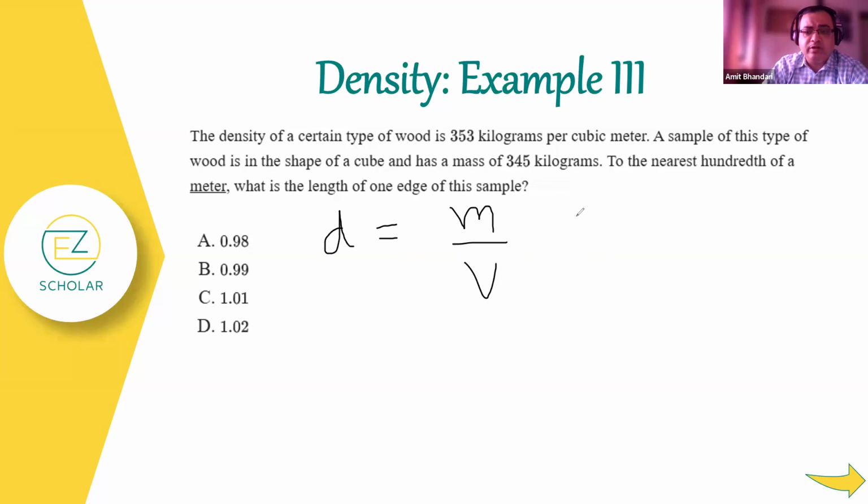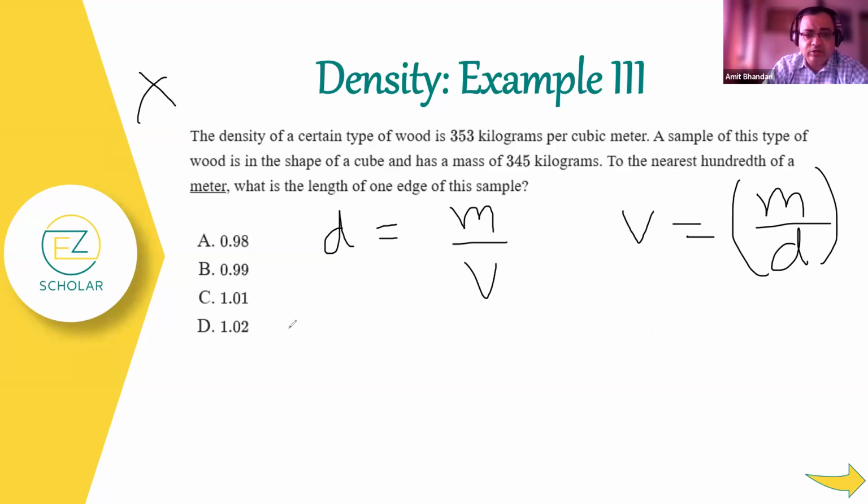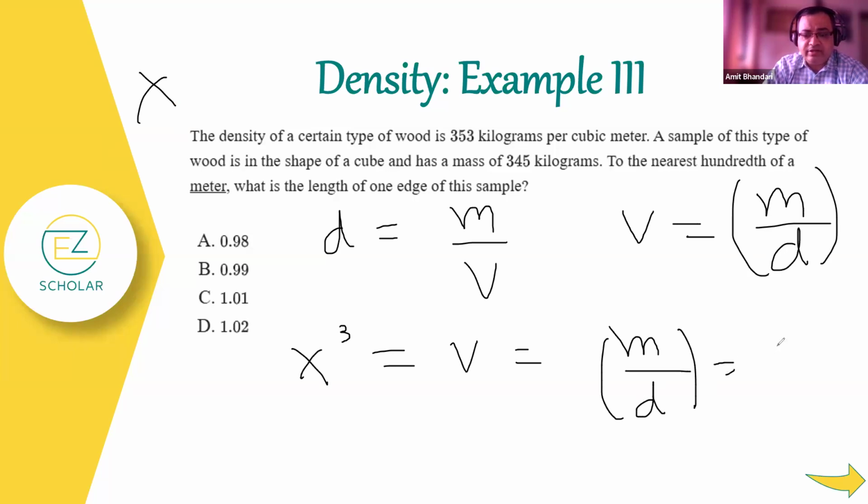So in this case, you have to remember the formula. Density is equal to mass over volume. And we have the mass and we have the density, from which we need to find the volume first. And let's say that the side of the cube is x. So x cube will be equal to volume, which is equal to mass over density, and which in this case is 345 divided by 353. So we will need Desmos to solve this equation.